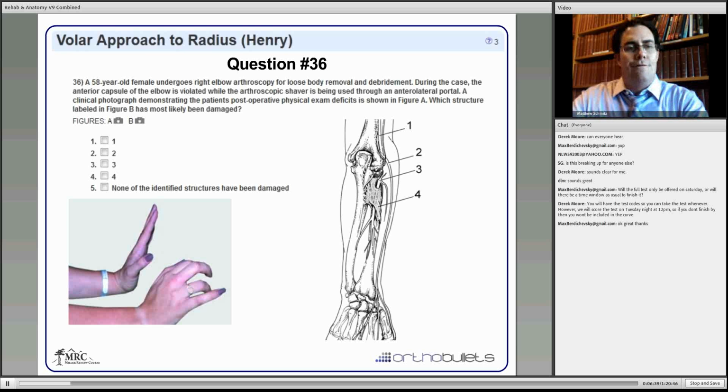So a 58-year-old female undergoes right elbow arthroscopy for loose body removal and debridement. During the case, the anterior capsule of the elbow is violated while the arthroscopic shaver is being used through the anterior lateral portal. A clinical photograph demonstrating the patient's postoperative physical exam deficits is shown in Figure A. Which structure labeled in Figure B has most likely been damaged? So this is one of those two-part questions where you need to recognize, A, what's been damaged, and then be able to pick it out on this cartoon diagram.